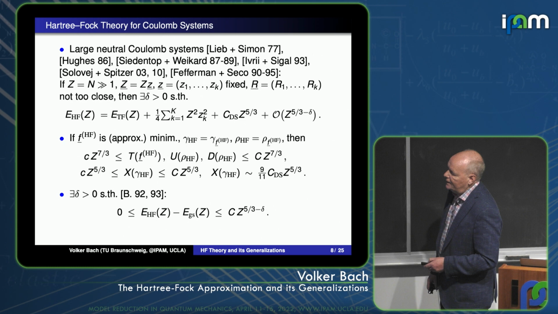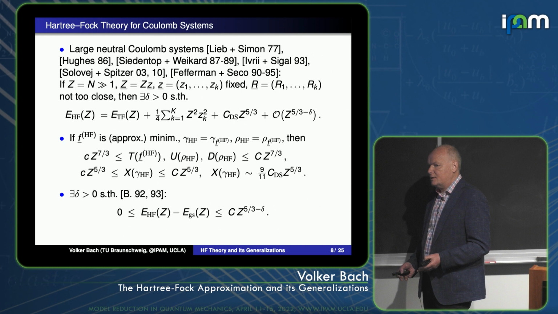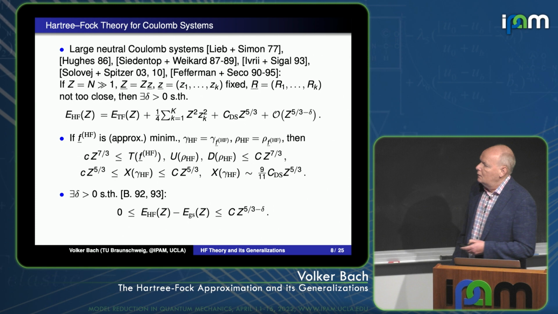So what this last statement here shows is that the Hartree-Fock approximation is accurate in the large Z limit as an approximation for the ground state energy, including all the terms that contribute to the Hartree-Fock energy. Okay, so let me go on.